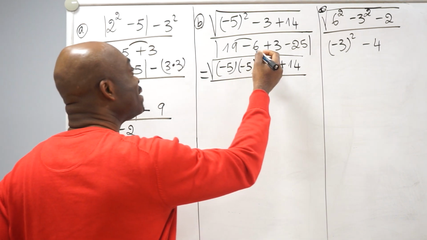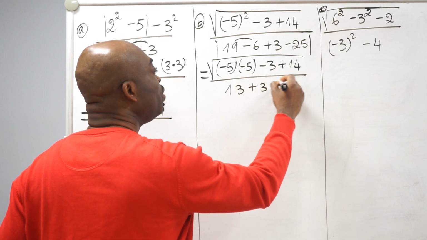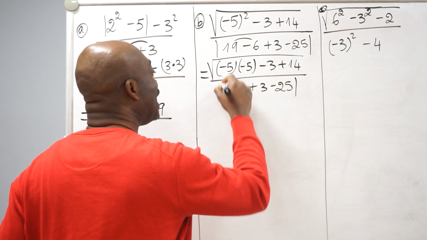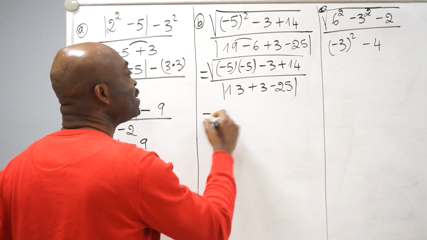So 19 minus 6 is going to give us what? 13. And then we bring down the 3. We bring down the -25. And then the absolute value. Are we good so far? Okay. So this one is equal to what?